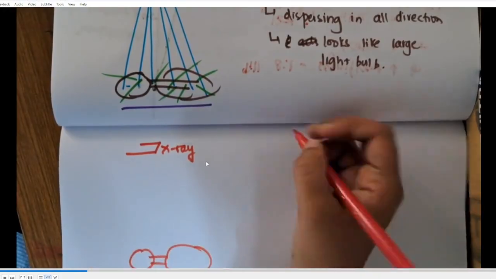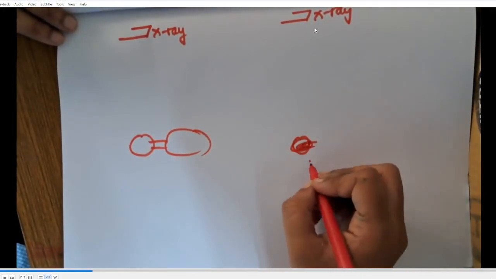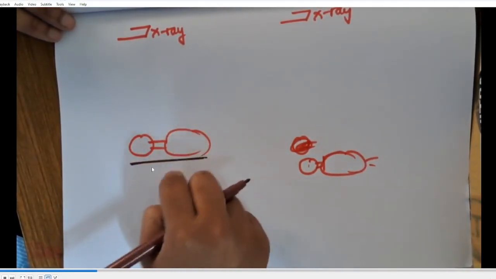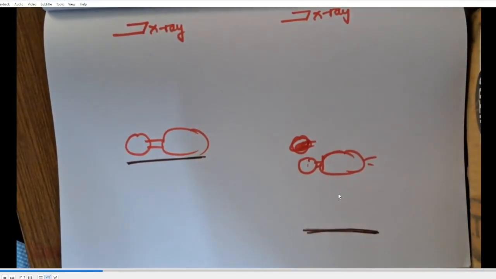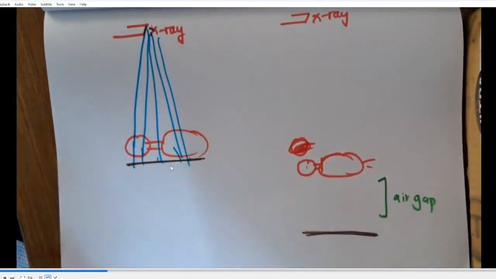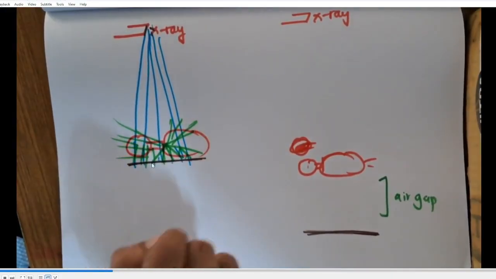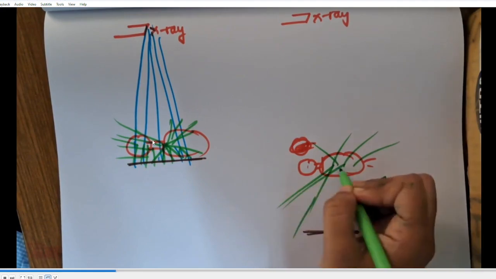So let us see how we can describe this. This is the X-ray tube, this is the patient. This is again the X-ray tube, this is the patient. Now the film is placed closer to the patient. Here the film is placed farther away from the patient. The closer the patient is to the film, the more scattered radiation from the patient reaches the film. The closer the patient is to the film, the greater is the concentration of scatter per unit area.